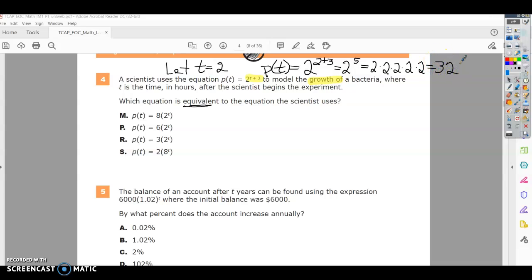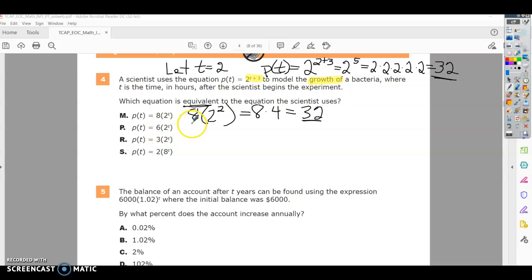So without your calculator, you've got to be able to plug in a number greater than 1. So I picked the smallest number greater than 1 because it's a growth function. And then see which one is equivalent to that. So this one says 8 times 2 to the t. We're going to plug in the same number 2. So we're going to have 8 times 2 to the 2nd power. So that's 8 times 2 squared is 4. 8 times 4 is 32. All right, so right now it looks like we've already found the answer.